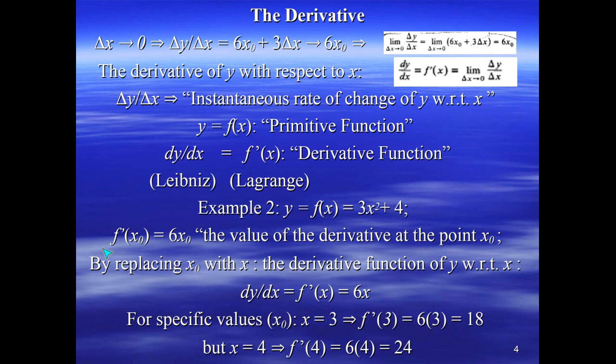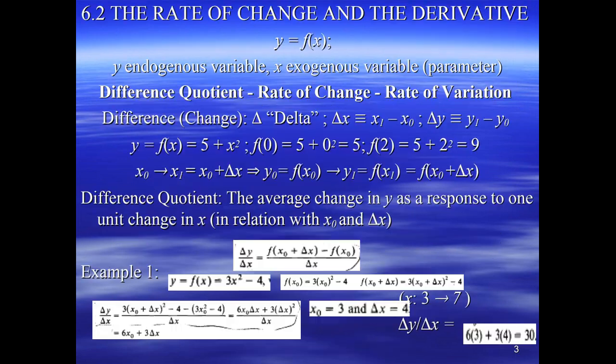Great. F prime of x0 is 6x0. It is the same. Let's return to the formula here. You see, here it was minus 4, but in this other example it is plus 4. It doesn't change anything because the plus 4 and the minus 4 annihilate each other.